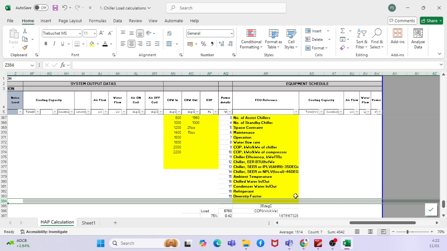If you go to the normal sea level, what will happen? Your air density will be normal, the proper density at sea level, so it can cool at certain temperatures. Assume like that. So when you go to higher elevation, then the density of the air will be much lesser. So you require either higher airflow or you require derating of the chiller.